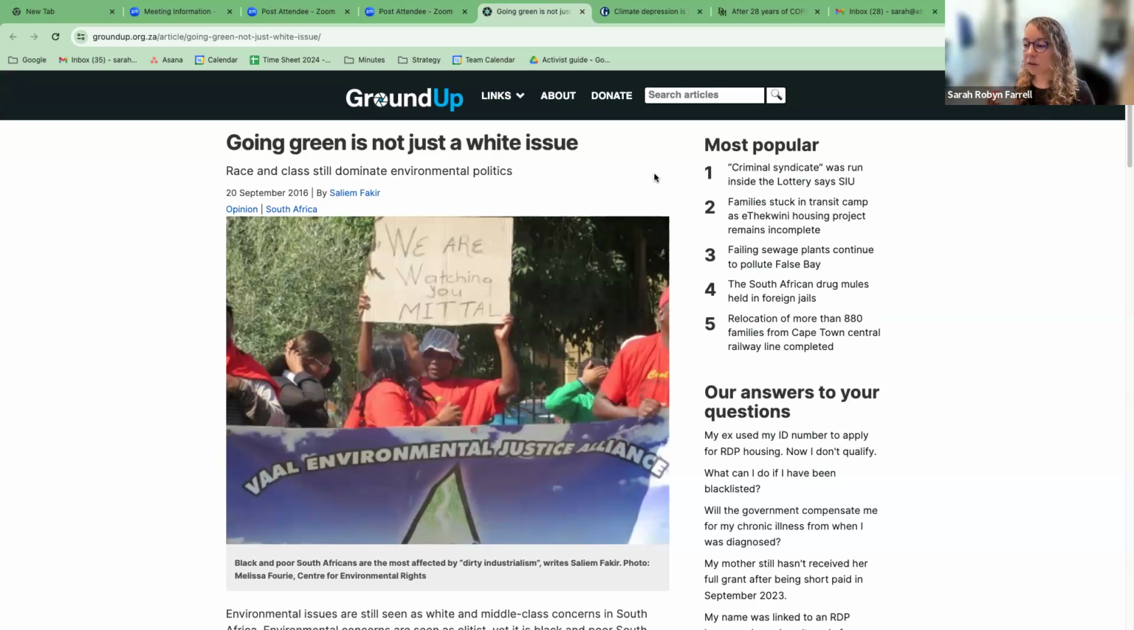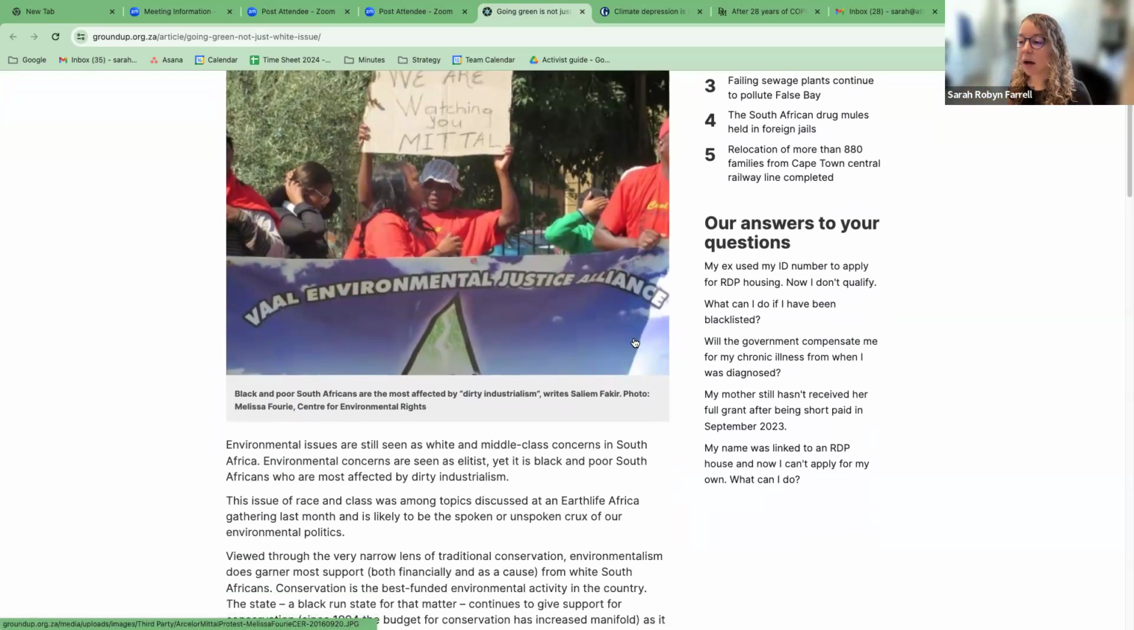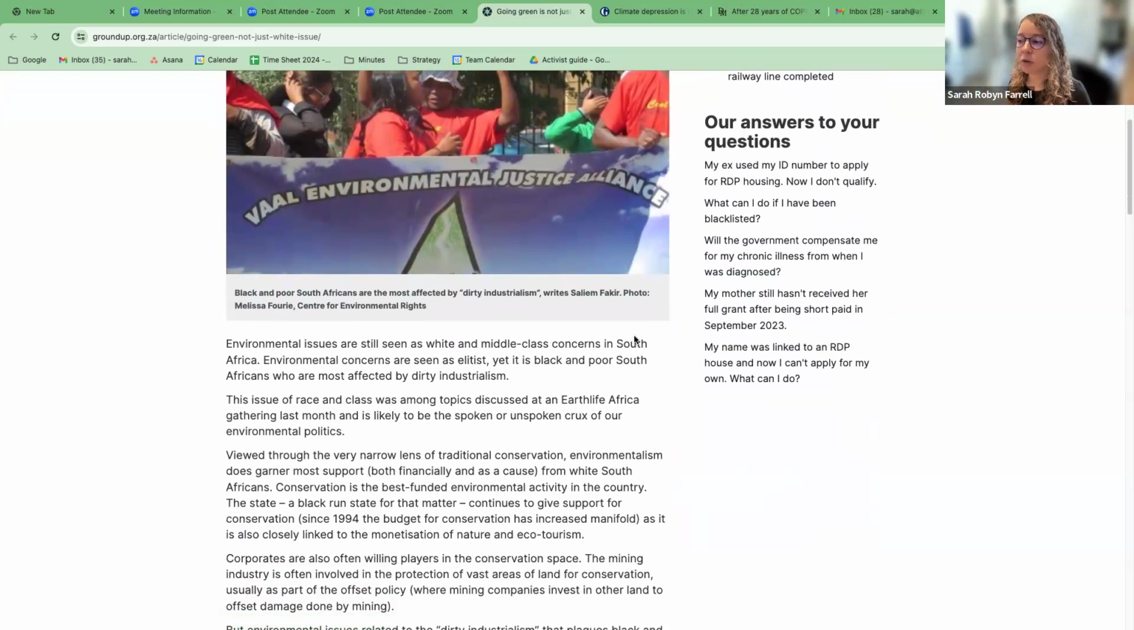And what they've done is they've taken this kind of theme, as we spoke about earlier, where you have a topic and a theme, and they've broadened that into looking at how environmental issues may sometimes still garner support, specifically like the conservation movement might garner support from more white, financially affluent groups. However, it is the issue that Black and poor South Africans are most affected by, what he terms as dirty industrialism, or basically environmental injustice.